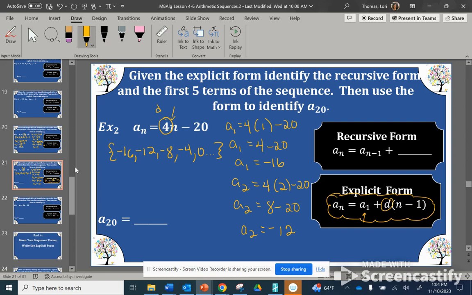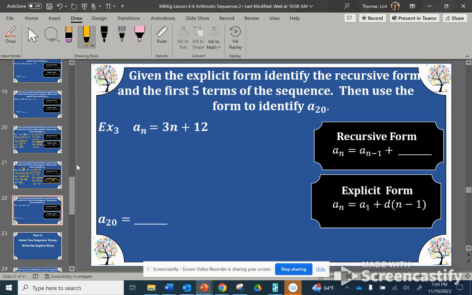Now let's use the equation again, our explicit form, to find the 20th. Instead of continuing to add 4, let's just use our function. Plug in 20 for n. 4 times 20 is 80. And 80 minus 20, I was getting ahead of myself. 80 minus 20 gives me 60. So the 20th term in this sequence would be 60.